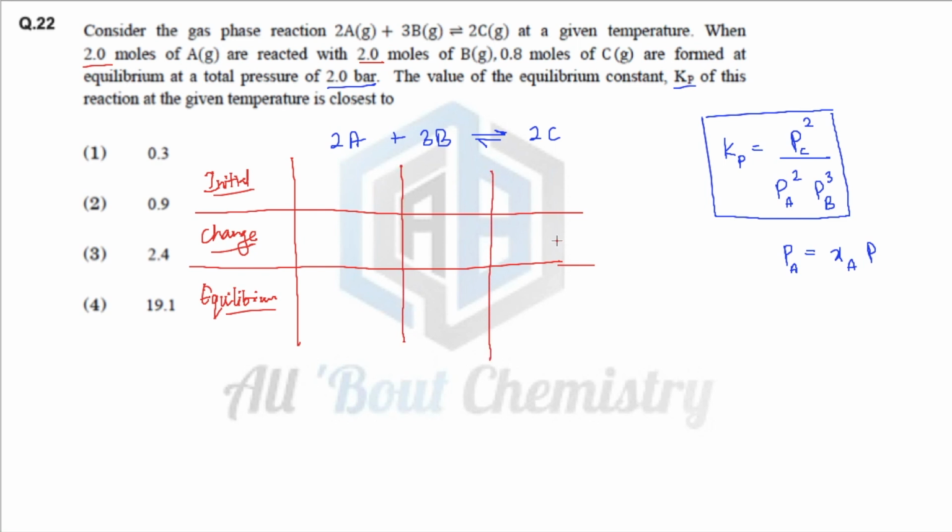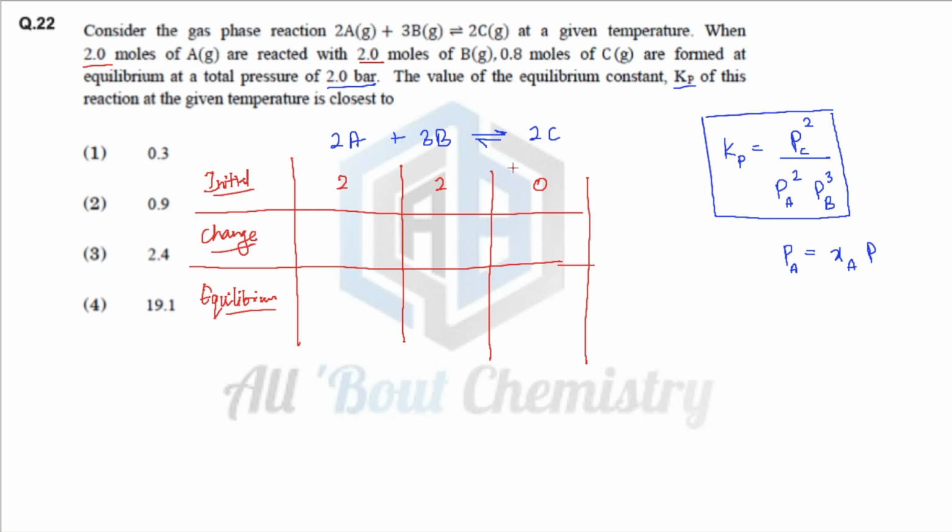All right, so I've just written it like this. So here I'll be writing for A, for B, and for C. Initially the number of moles of A is given as 2 moles in the question. B is also given as 2 moles, right? And we don't know about C because C is not being used up till yet. So that is 0 moles, because initially obviously C is not being formed, right?